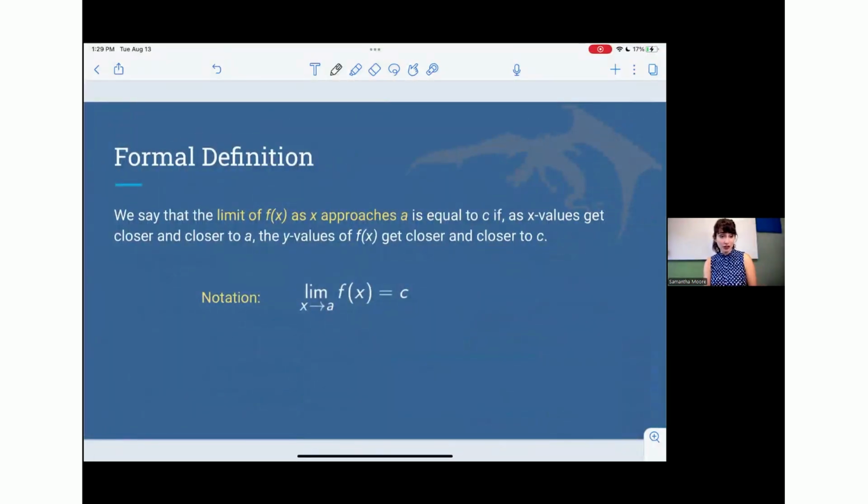Okay, so formally, what the heck is a limit? This notation down here is how we will write it down. This is the limit as x approaches a of f of x, and we say it equals some value c. What this means, if we look at our definition above, is that as the x values are getting closer and closer to a, the y values, the f of x values, are getting closer and closer to c. That's what we care about. So as x gets closer to a, y gets closer to c.